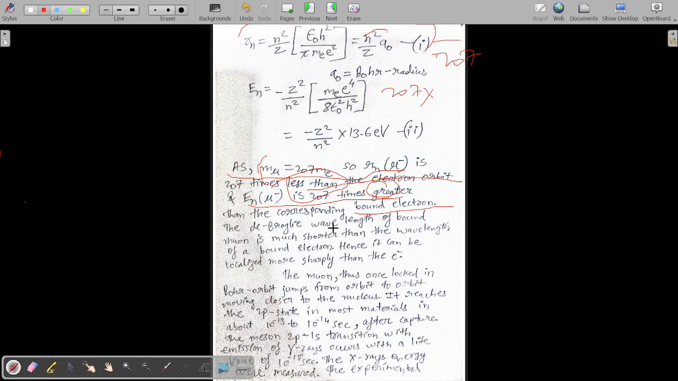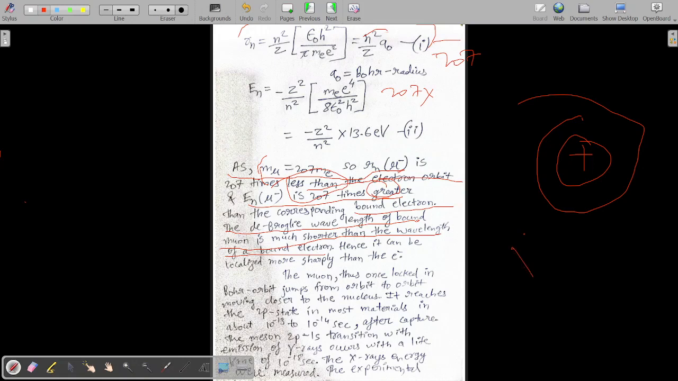The de Broglie wavelength of a bound muon is much shorter than the wavelength of a bound electron. Bound muon means the muon revolving around the nucleus of the atom. Why? Because lambda is equal to h divided by the square root of 2 m E. This you had learnt in quantum mechanics. So over here once it will be the mass of the electron and once it will be the mass of the muon.